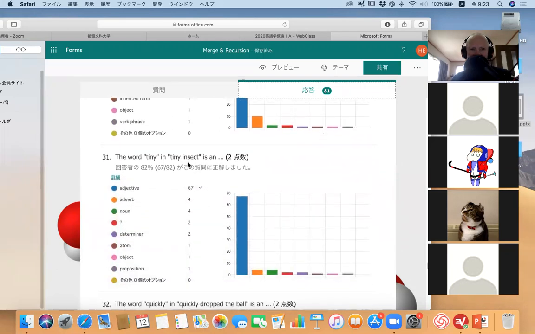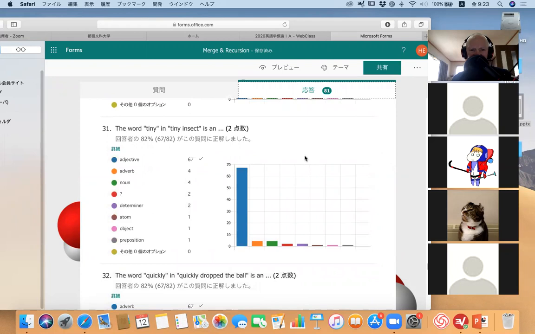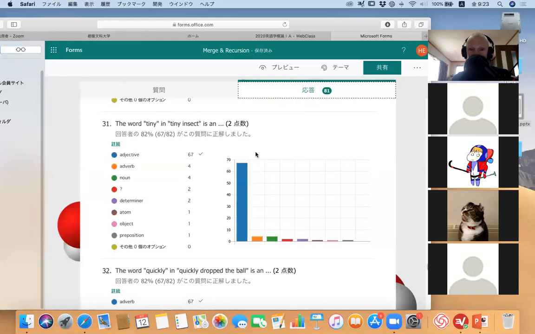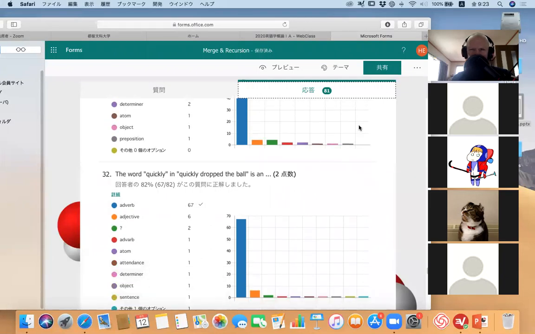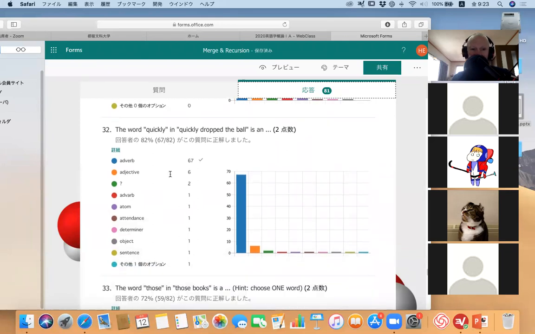The word tiny in tiny insect is an adjective. Yes, not an adverb. Insect is a noun. Tiny fits together with a noun. It's an adjective, and it makes a noun phrase with a noun. So tiny insect is a noun phrase. Tiny is an adjective. Okay, it's quite important. This is really basic stuff, right? You have to know this. Many of you are going to be teachers. You've got to know this, even in English, right? The word quickly in quickly drop the ball is an adverb, yes. So be careful. Maybe the same people getting this wrong.